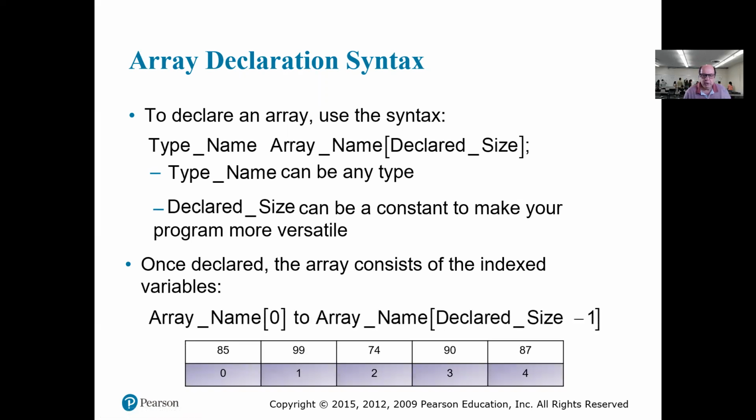So when we create an array, the index that we can use is from 0 to declared size minus 1. So in this case, my size is 5. I'm going to start with 0 and go to 5 minus 1, which is 4. So if I have size 5, I must not go to index 5. That is not part of my array.